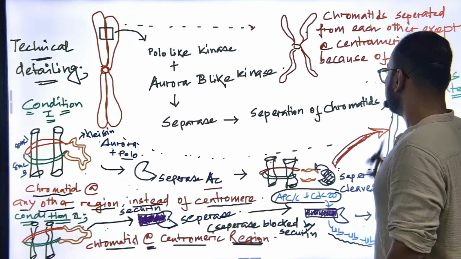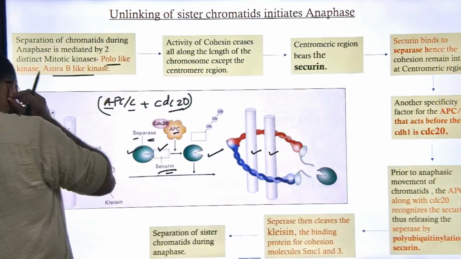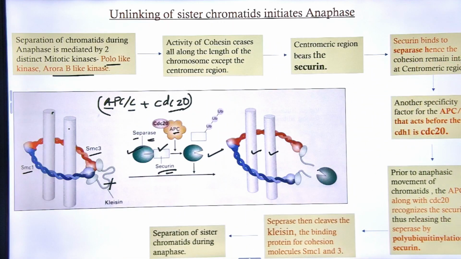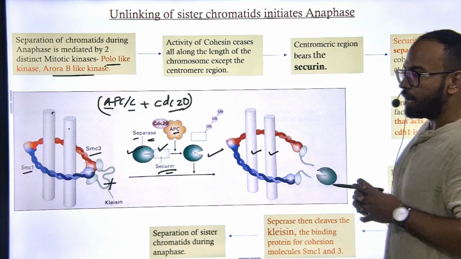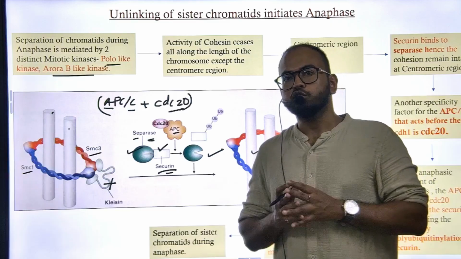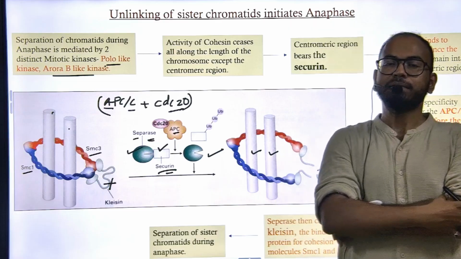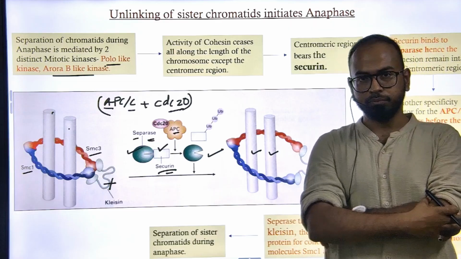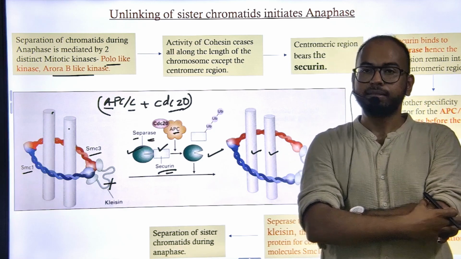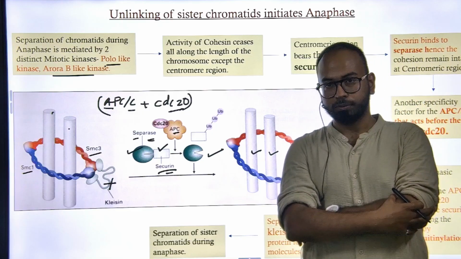Now, moving to another concept. In my previous class, I mentioned that during cell division, we all know that chromatids separate from each other. That is the purpose. The chromatids must separate from each other so that anaphasic movement can take place and the chromatids can be aligned on two distinct poles.